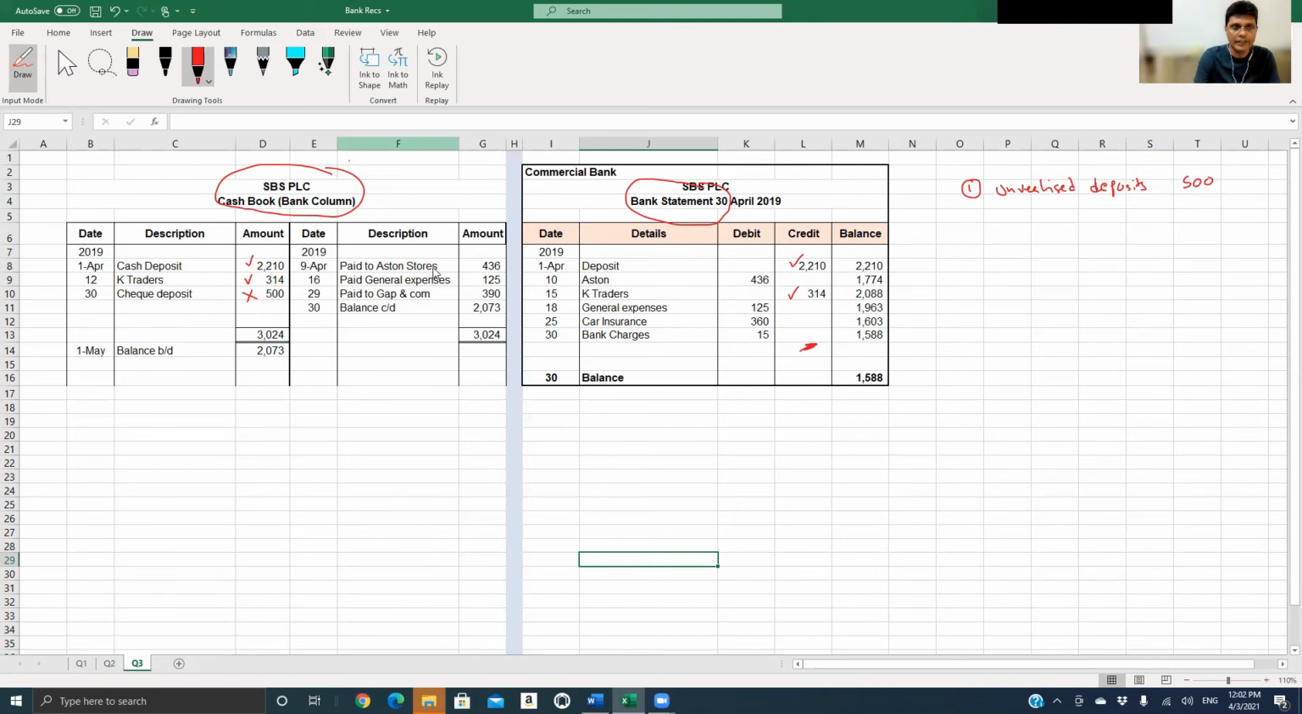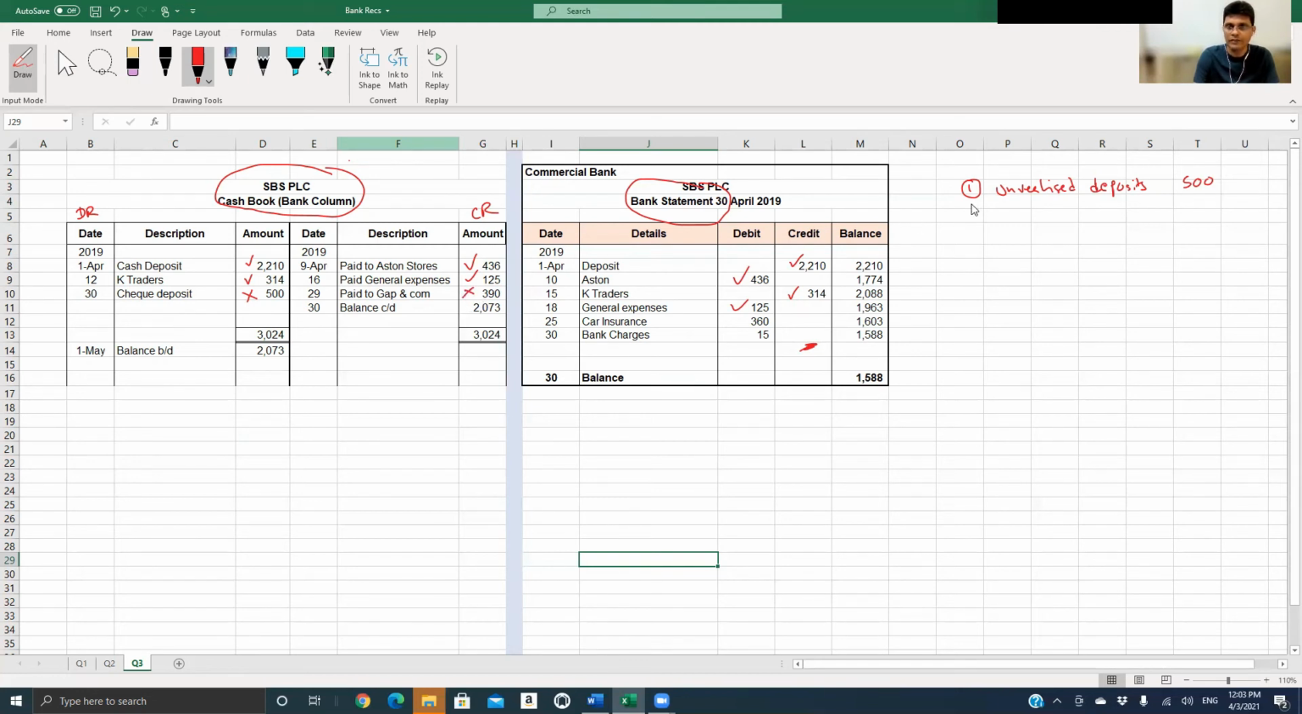Now we will move on to the credit side. This is the debit side, and this is the credit side. Paid to Aston Stores 436. Has it been presented, as the supplier has gone to the bank and collected the money? Yes, so you can put a tick here. Second one, paid general expenses 125. Has it been presented? Yes. Then paid to Gap and Company 390. Has it been presented? No.